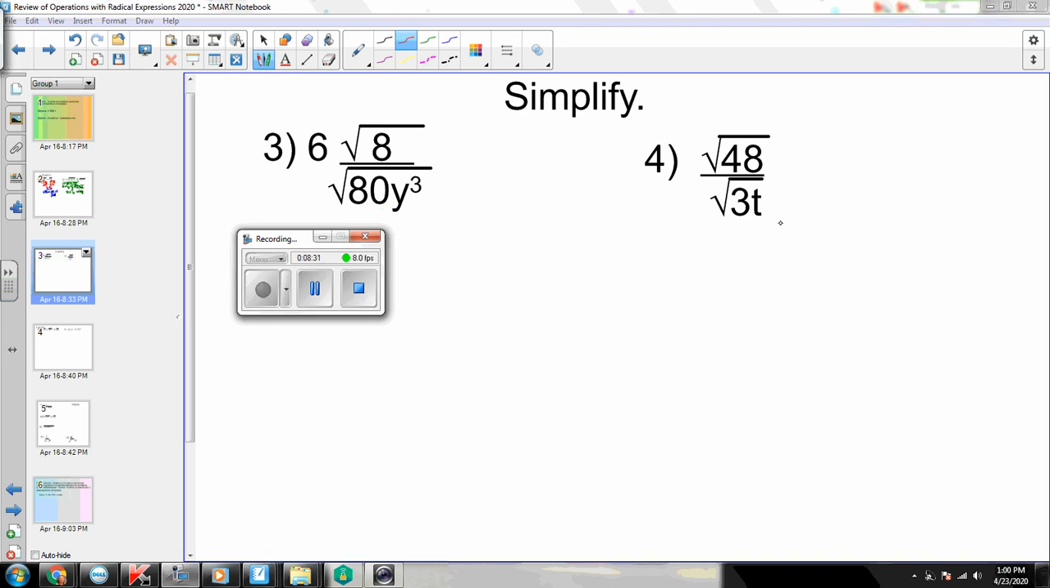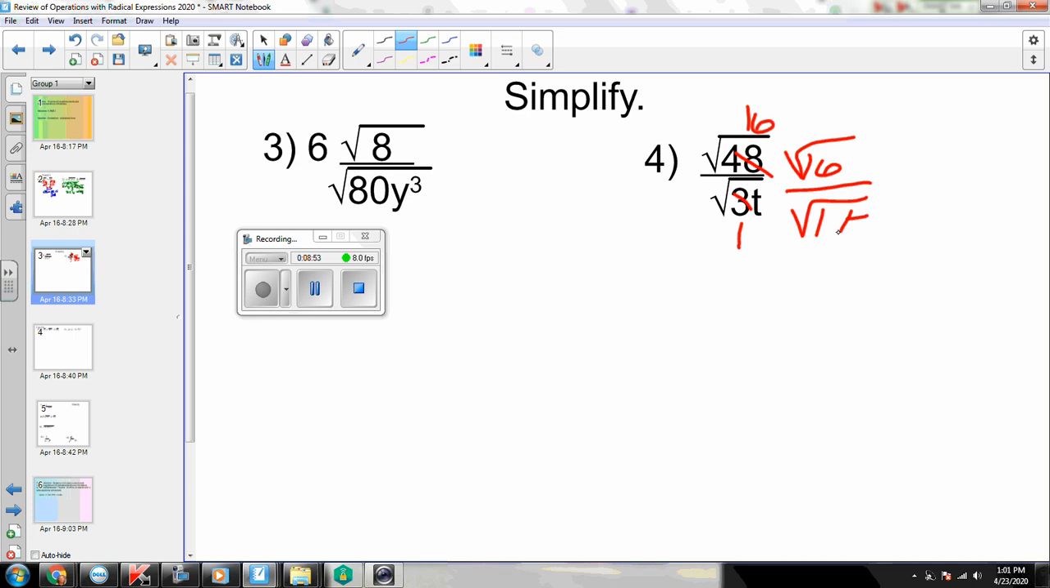Okay, now we're ready for number 4. So I'm noticing on number 4 that 48 and 3 are both under the radical. So I could simplify them and say 3 goes into 3 once, 3 goes into 48 16 times, and then I'll have the square root of 16 over the square root of 1t, which is really the square root of t. But the square root of 16 is 4, so I'm going to have 4 over radical t.